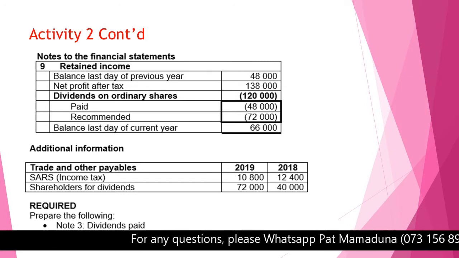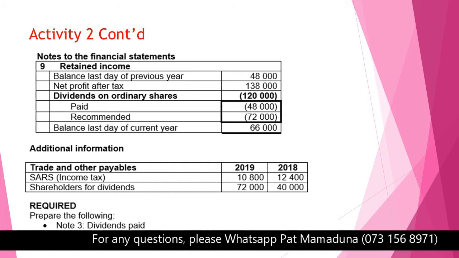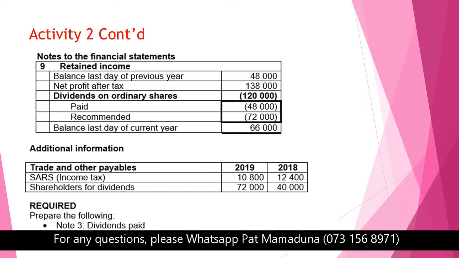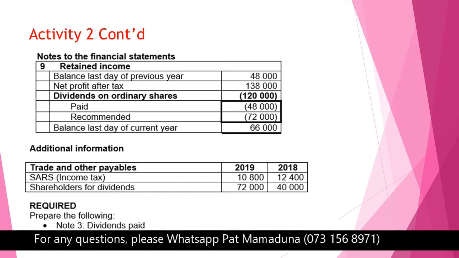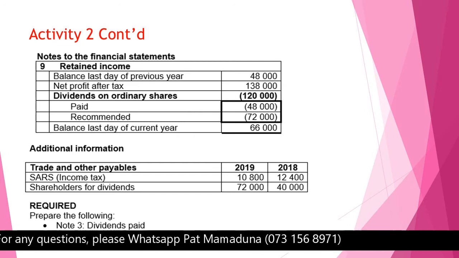120,000. But remember, this 120,000 was not paid. Only the 48,000 was paid. And here we are supposed to calculate dividends paid.